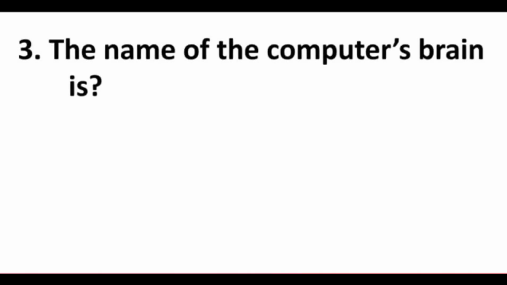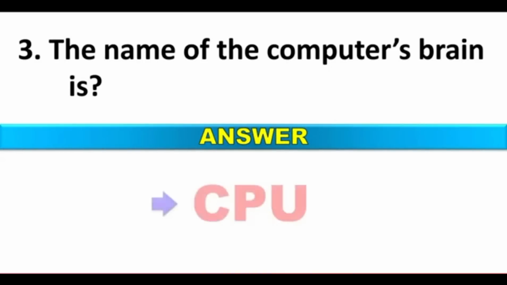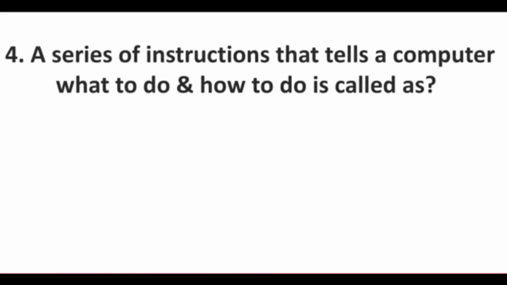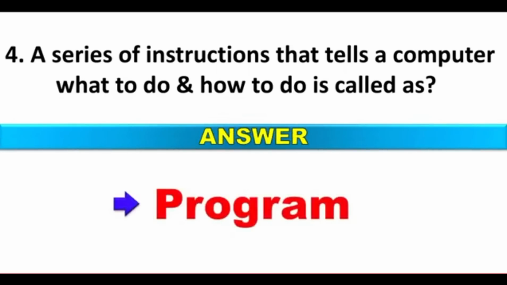The name of the computer's brain is CPU. CPU stands for Central Processing Unit. A series of instructions that tells a computer what to do and how to do it is called a program.